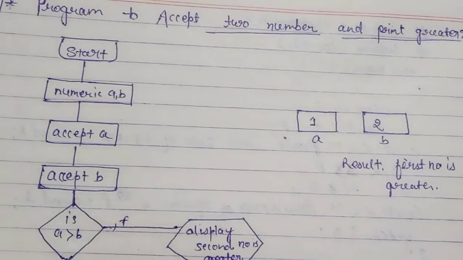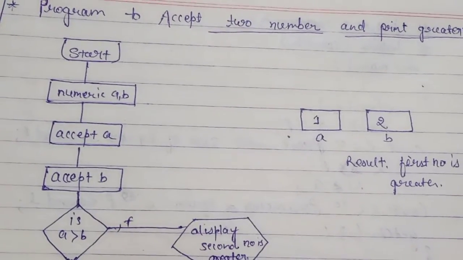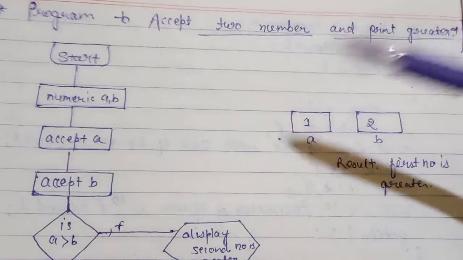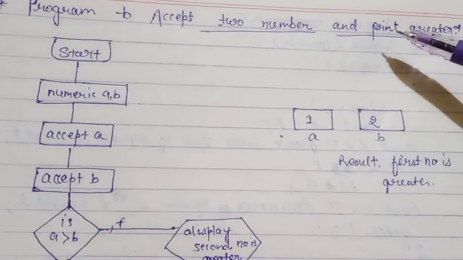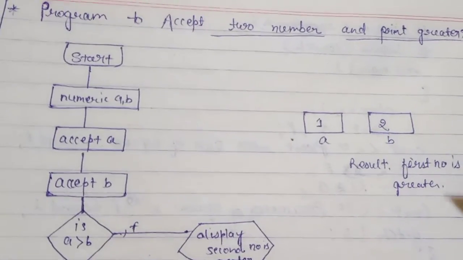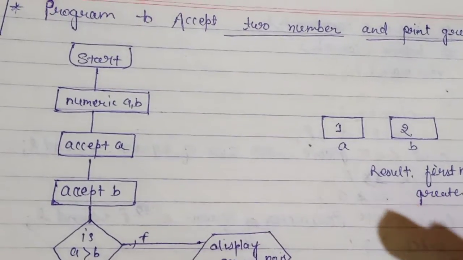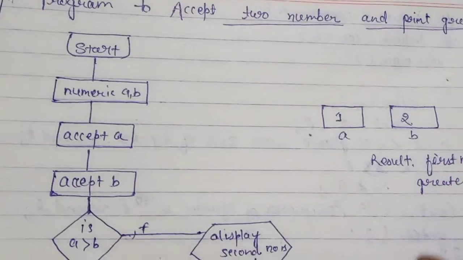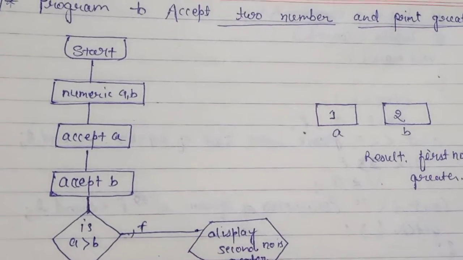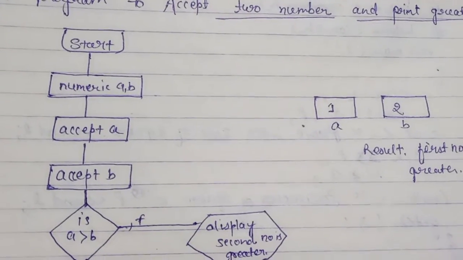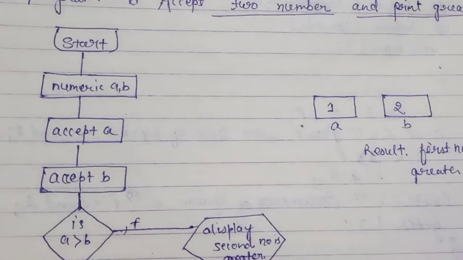Hello, welcome back again guys. Today we are going to discuss a program to accept two numbers and print which one is the greater. Suppose you have two numbers and you want to show which one is the greater and which one is the lesser number. So how do we find which one is greater and which one is not?